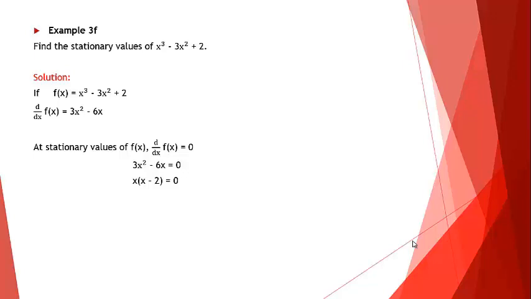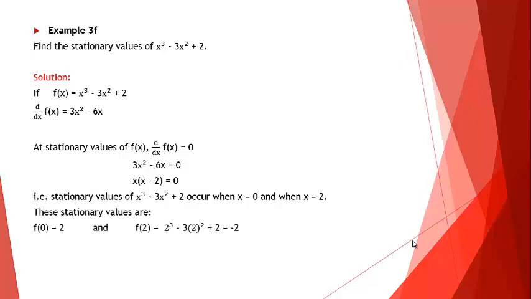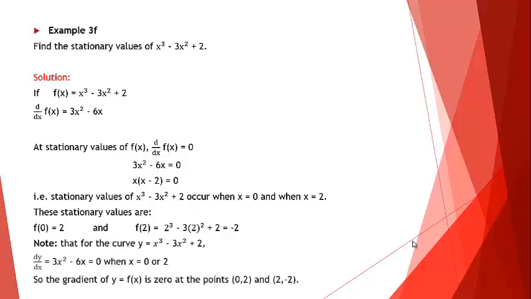So the stationary values of x cubed take away 3x squared plus 2 occur when x equals 0 and when x equals 2. These stationary values are f of 0 equals 2 and f of 2 equals 2 cubed take away 3 times 2 to the power 2 plus 2, which equals negative 2. So the stationary values occur at 2 points on this curve, which are (0, 2) and (2, negative 2). As the stationary values are got at these points, the gradient of y equals f of x is 0 at the points (0, 2) and (2, negative 2).